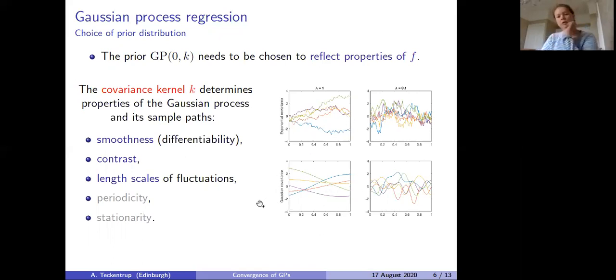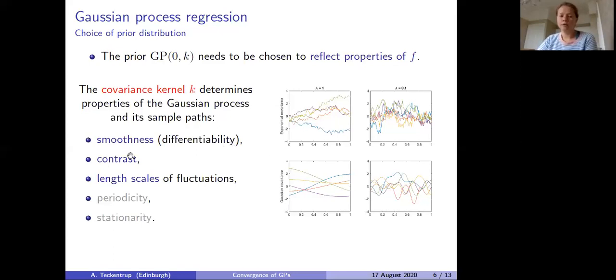In the top row, I've generated samples from a Gaussian process where the sample paths are only Hölder continuous with exponent 1/2. So these are quite rough paths, and the paths are not even differentiable. Whereas these two examples here come from a Gaussian process where the sample paths are analytic. So these are infinitely differentiable sample paths. And so you see that you get very different functions here. That is something that's determined by the covariance kernel.